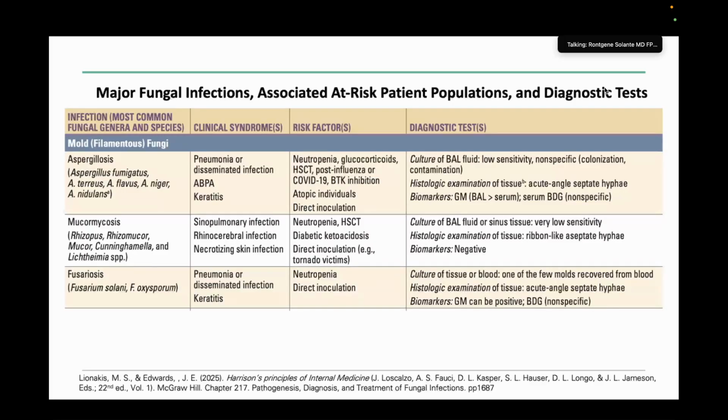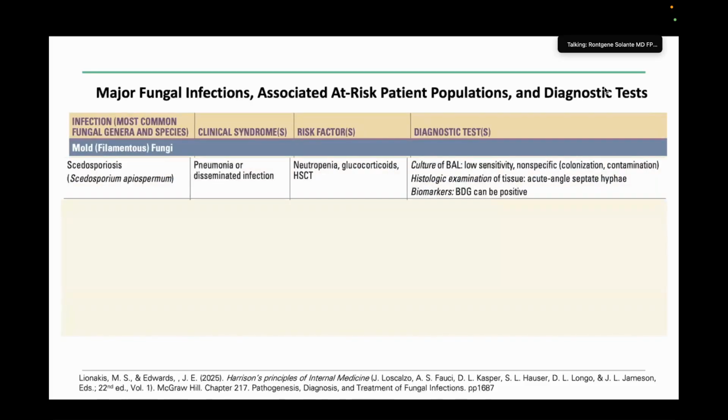Then you have the third among your filamentous fungi, fusariosis, which can also cause lung infection or disseminated infection, and keratitis, especially for those patients who are neutropenic. Again, culture of tissue or blood can also be helpful in recovering the microorganism, Fusarium solani, which is the most common among these species, and then you need histologic examination to demonstrate the acute angle septate hyphae, and also the use of your biomarkers in the form of galactomannan or even beta D glucan, but these are non-specific for the diagnosis of fusariosis.